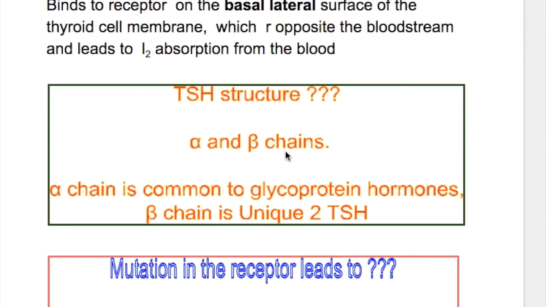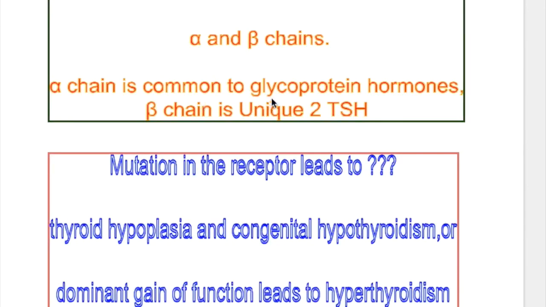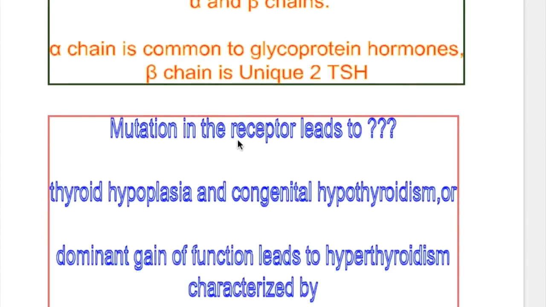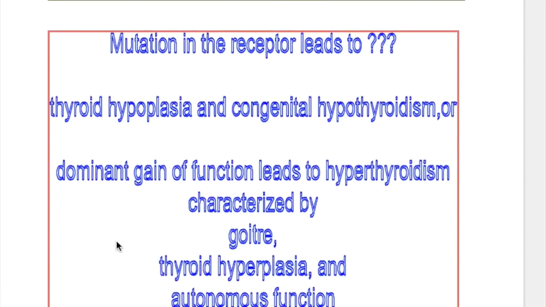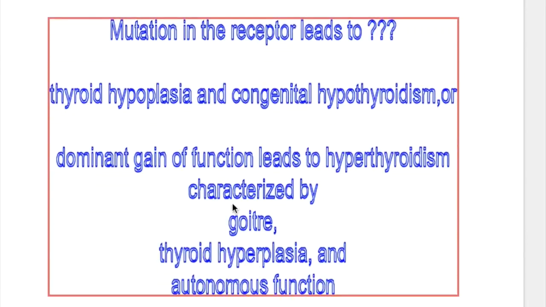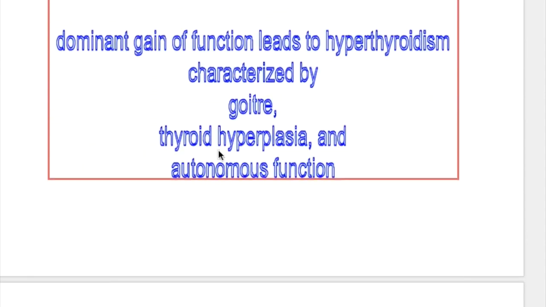What's unique about TSH structure? It has the alpha and beta chain. The alpha chain is common to glycoprotein hormones, whereas the beta chain is unique to TSH. What happens if there is mutation in the receptor? If there is a mutation in the TSH receptor, it may decrease or increase the function. Decrease in function causes thyroid hypoplasia and congenital hypothyroidism, or a dominant gain or increase in function leads to hyperthyroidism characterized by goiter, thyroid hyperplasia, and autonomous function.